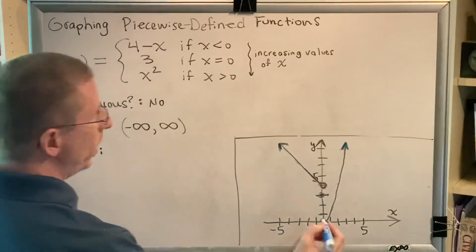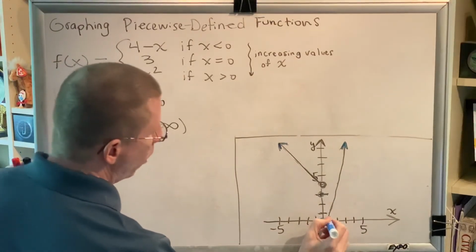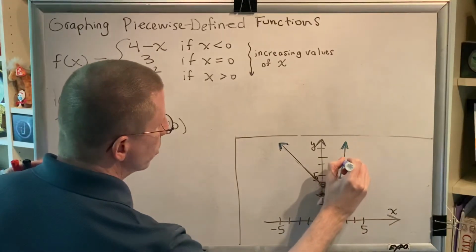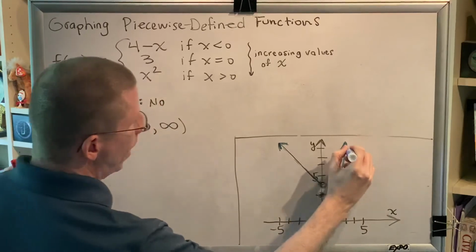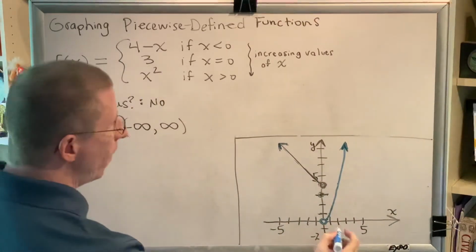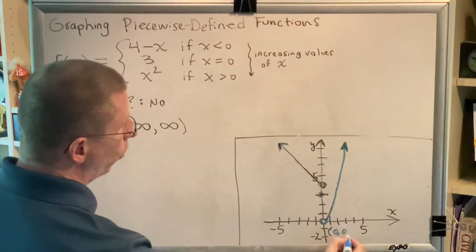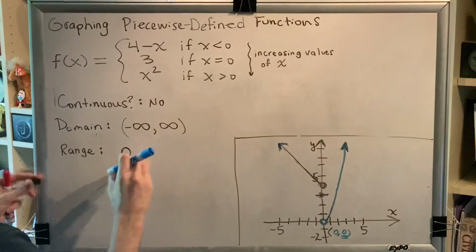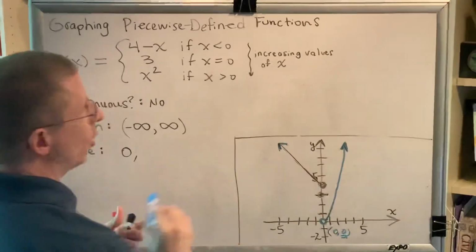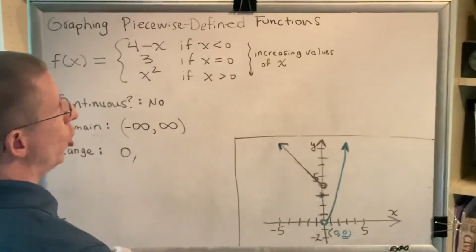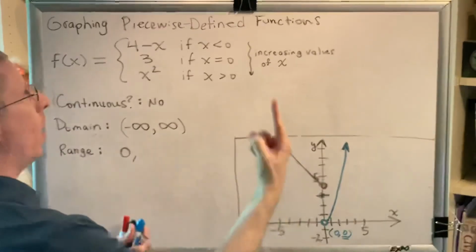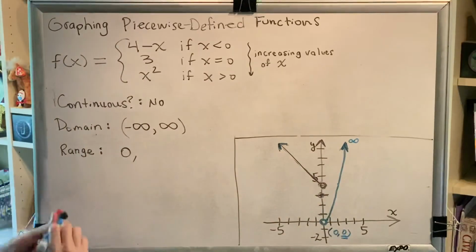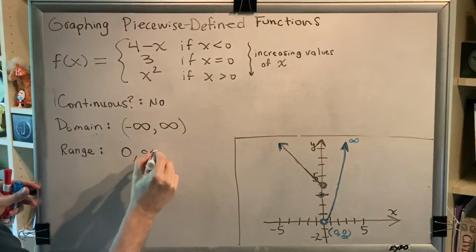Now, can we connect this open dot to the arrowhead by moving along our line or curve without picking up our marker? The answer is yes. So that's going to tell me that my range is going to go from the y value of this open dot, which is 0, all the way to the y value of this arrow. Now this arrow is pointing two directions, up and right. Which one do we care about for range? Up. How do we write up forever? Positive infinity. So our range is going to be from 0 to infinity.